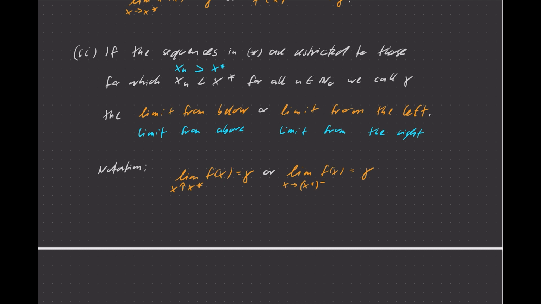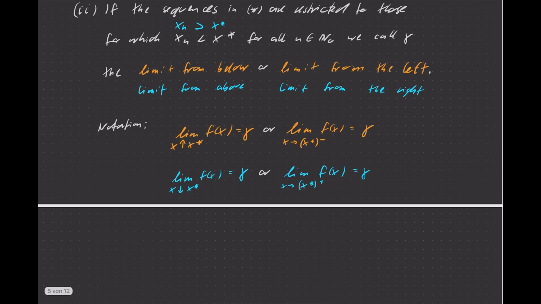And similarly for the limit from above, in that case, we either write that arrow as a downwards arrow like this, x to x star from above, or we denote that by adding a plus superscript to the x star like this. And as I already mentioned, these limits are also called one-sided limits, in contrast to what we defined in the first point here.